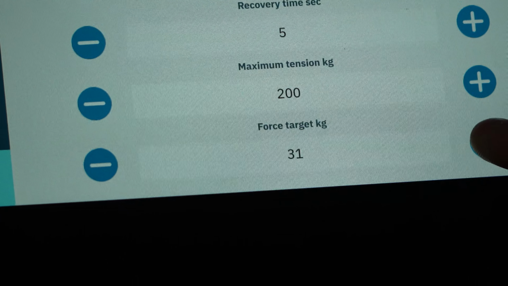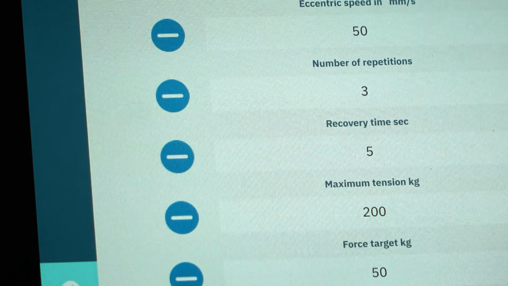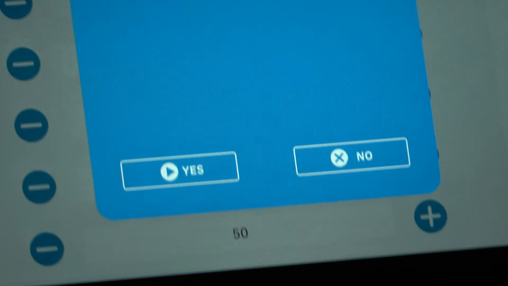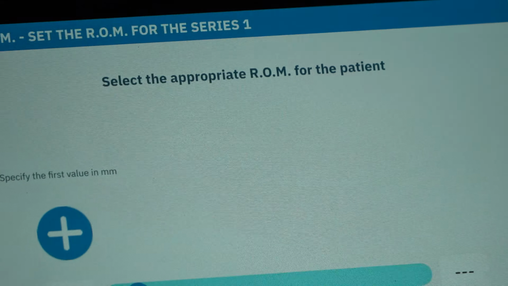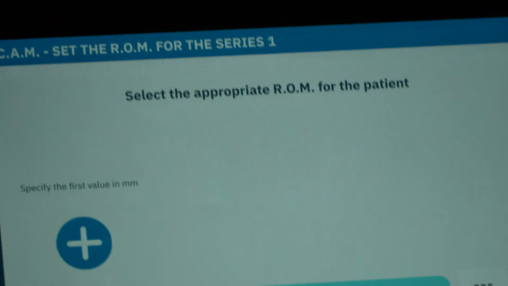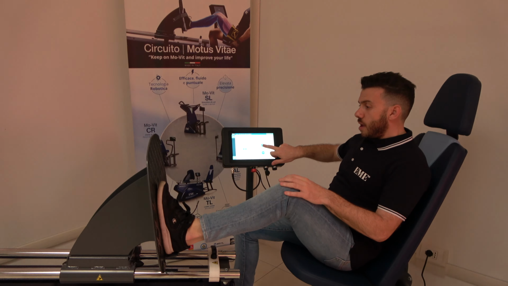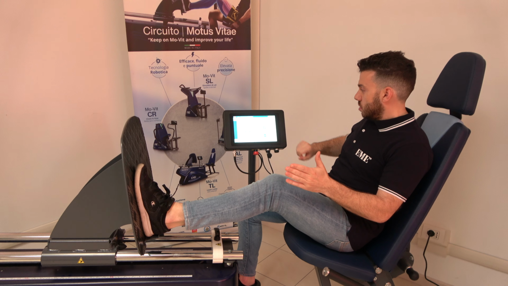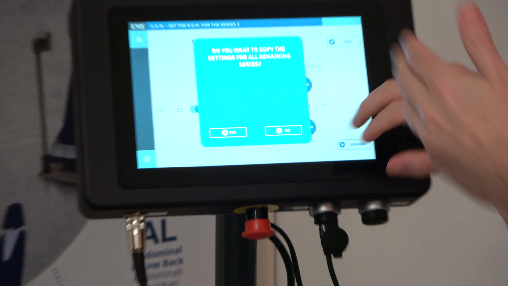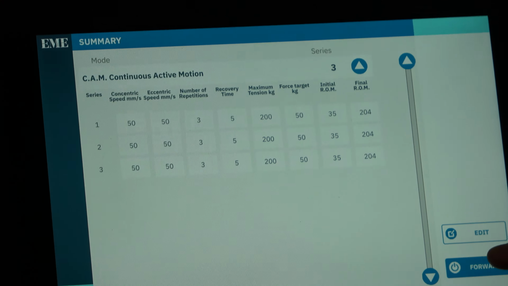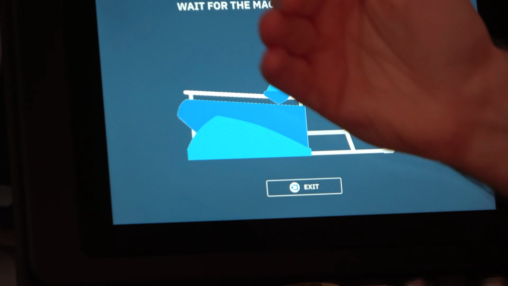So I want to set, let's say, 50 kilograms, and I want to copy it for each series. Then I want to set it on my knees, starting point and ending point. I want to copy it for each series. Again, there is some, and I go for work, and it sets the platform.